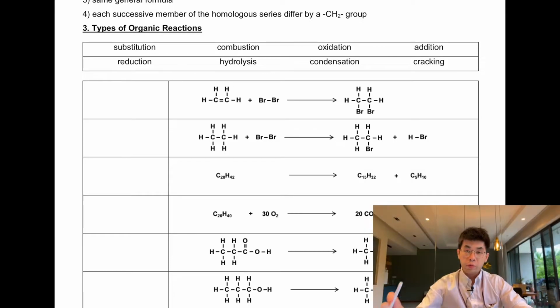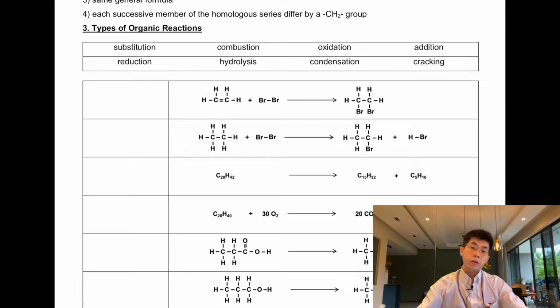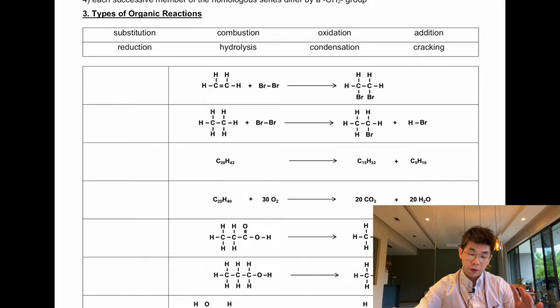Hi, so today we'll be looking at some important terms that we'll be using in organic chemistry. So the first one is to look at the different types of organic reactions. Understanding the different types of organic reactions is very important because it makes life much easier for you in the future. You don't need to memorize a lot of things, you just need to think logically what it is all about.